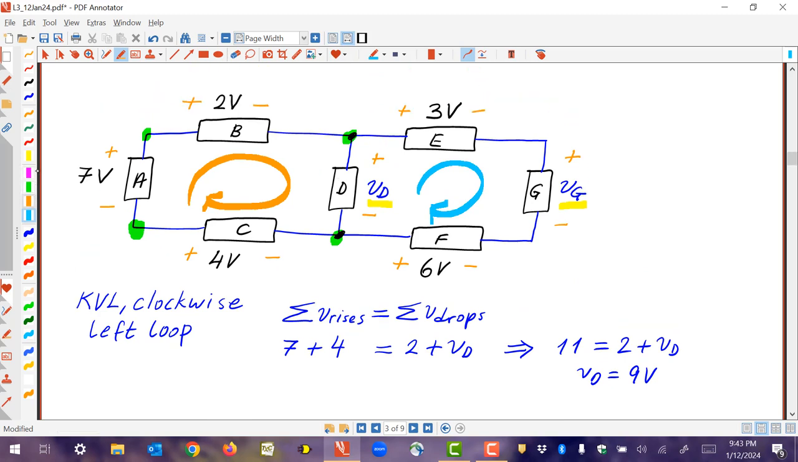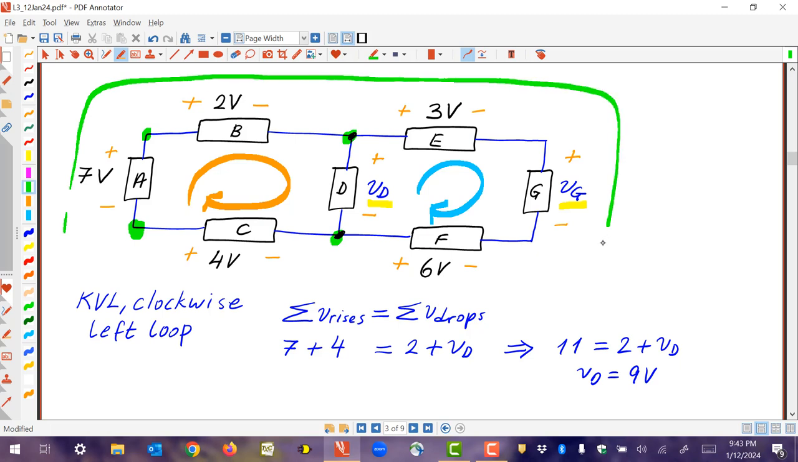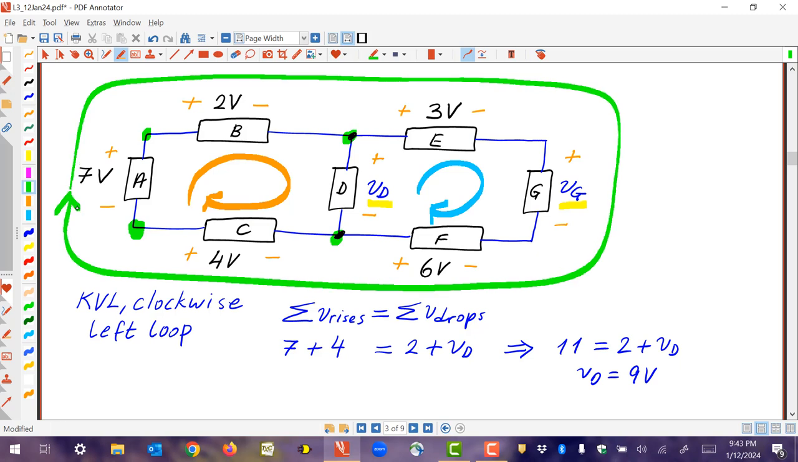Let's use a different color, this one here. I'll be going this way. Actually, either one can give me V sub G, so I could take my choice. Obviously, if I just do the right loop, there are fewer elements. Let's just do that.